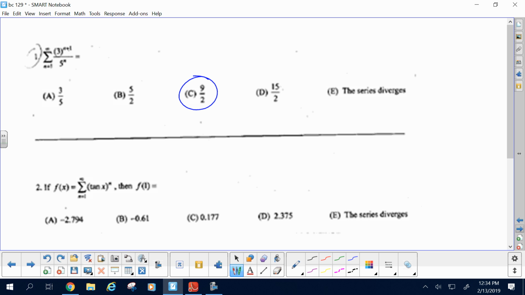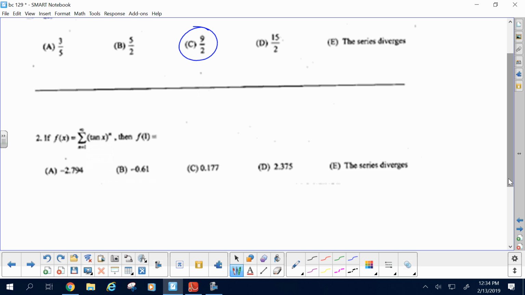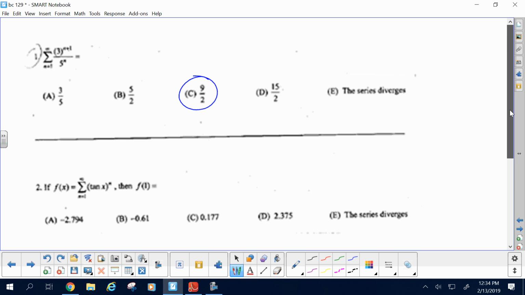All right, on one, are we good? Okay, two, what kind of series is that? Wait, hold up. Do you not agree with that? Am I going to help you rewrite it this way? It's geometric. Sometimes it helps me to write it that way, but it's up to you. Okay?